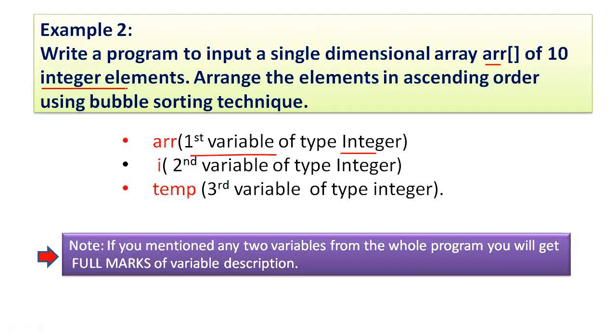Now, for inputting the elements you need a loop, maybe a for loop or a while loop, but for is more common. So, the for statement needs a variable. I have taken I, that is the second variable of type integer. Now, for swapping the number you need a third variable. I have taken temp, that is the third variable of type integer. Remember, if you mention any two variables from the whole program, you will get full marks for variable description.